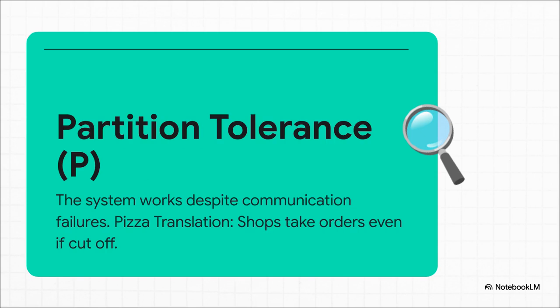Now, partition is just a geeky way of saying there's a communication breakdown, right? So imagine a big storm rolls in and knocks out the internet connecting one pizza shop to headquarters. Partition tolerance means that little shop can still keep taking orders and slinging pizzas for the local folks, even though it's totally cut off from the main network for a while.